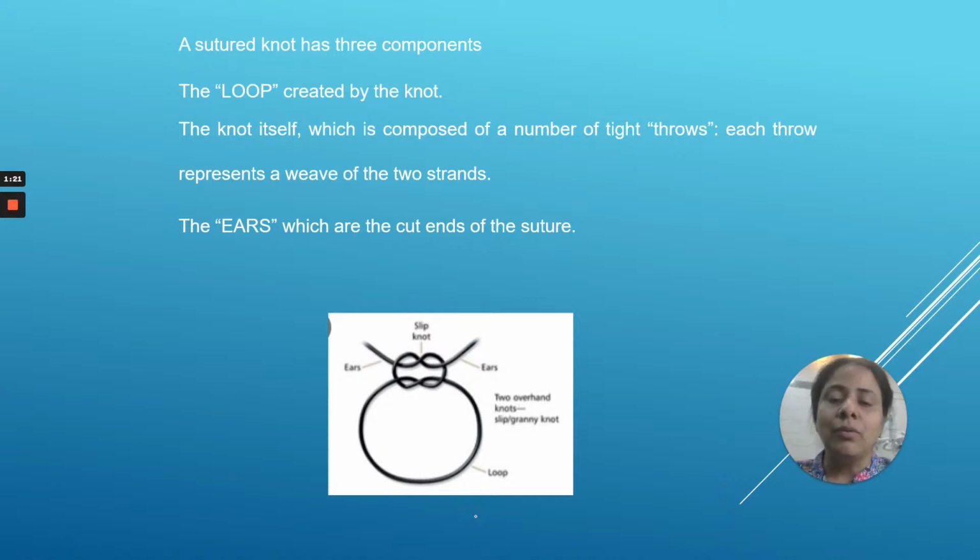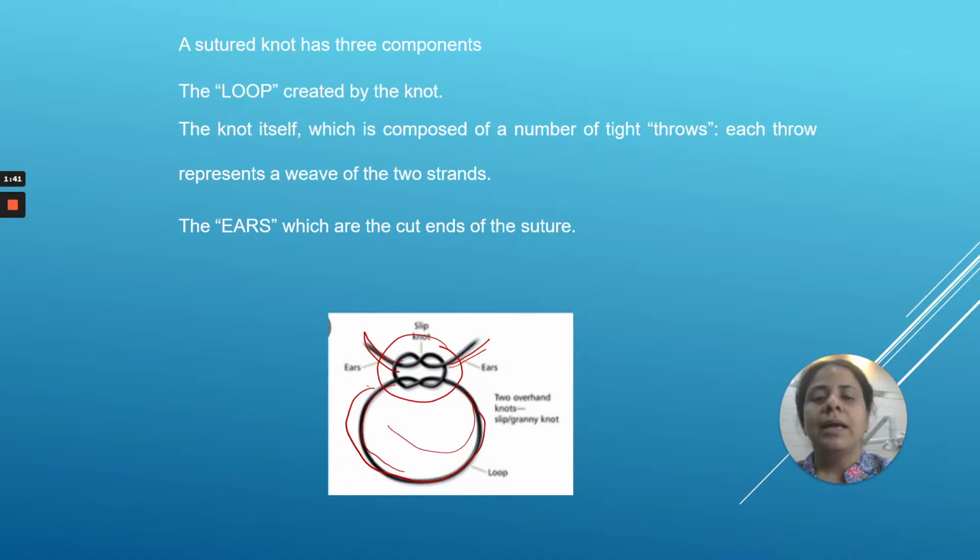So let's understand what exactly a knot is. The suture knot has three components. This one is the loop, this one is the knot part itself, and these are the ears of the knot. The loop is where you pass the needle from one flap to the other flap, and then finally you knot the thread and cut it, leaving two ends. These are called ears, the cut ends of the sutures. So this is the structure of a suture knot.